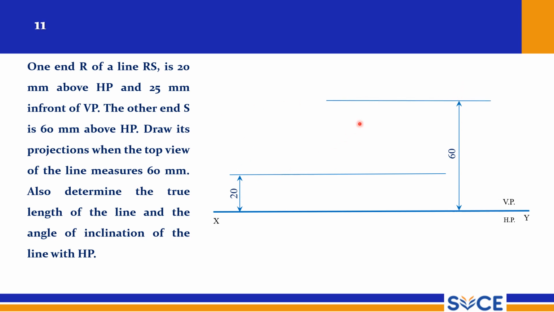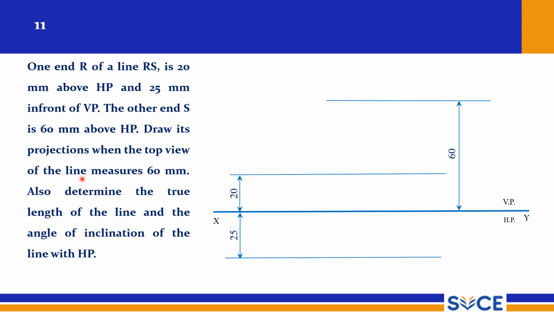Somewhere here I will obtain my true length line. So draw thin lines, no problem. You can draw a number of thin lines. One end is at 20 mm above HP and the other end is 60 mm above HP. The first end, R, is 25 mm in front of VP, so after 25 mm you draw a thin line. On this line my top view is going to lie. The top view distance is also given, that is 60 mm.